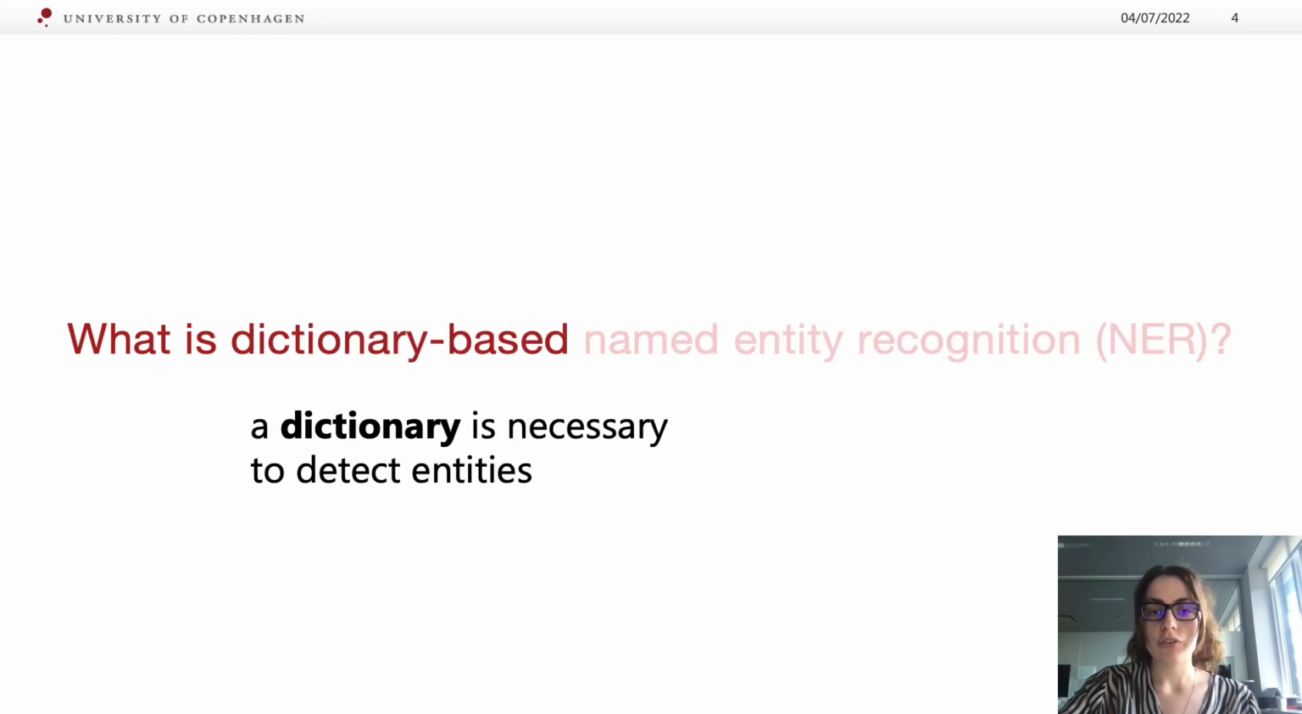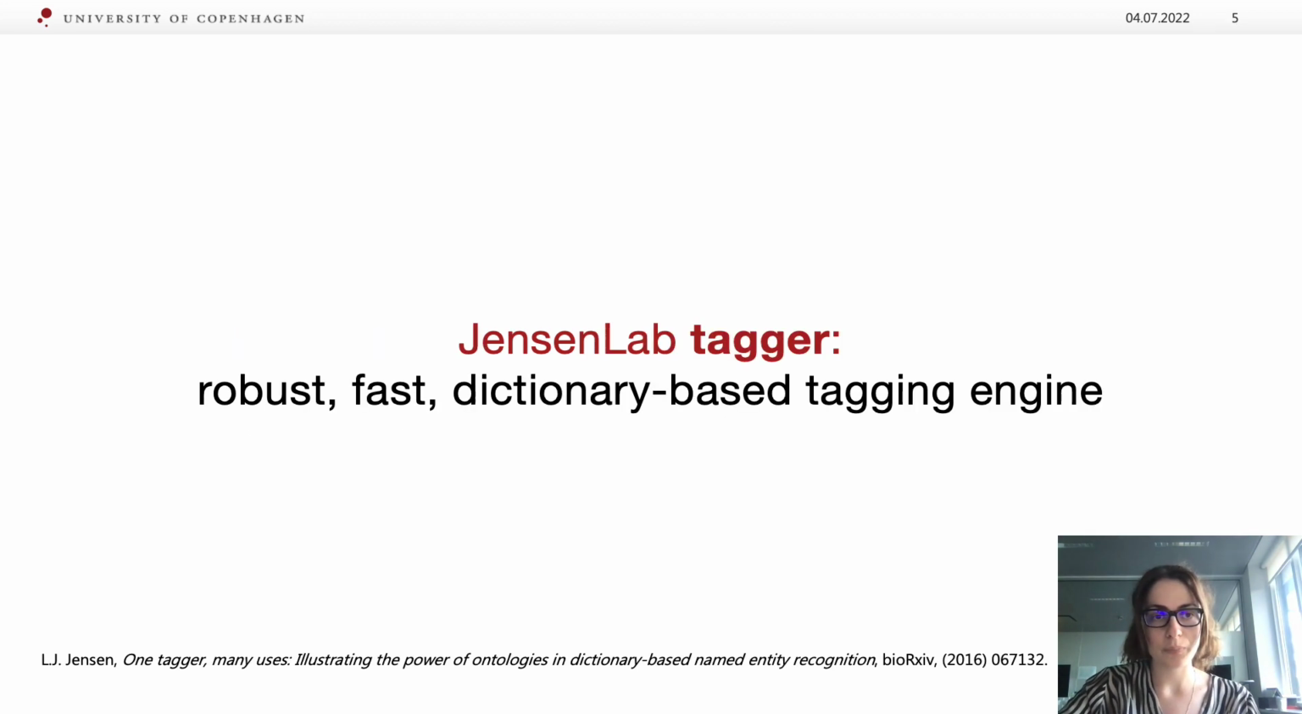On the other hand, dictionary-based methods, as their name suggests, need a dictionary to detect these entities. What a dictionary can give us is that, for example, P53 is a gene and Alzheimer's disease is a disease. In order to do this, we use the Jensen Lab Tagger. This is a tagging engine developed in our lab, which is robust, fast, and as the task requires, a dictionary-based tagging engine.